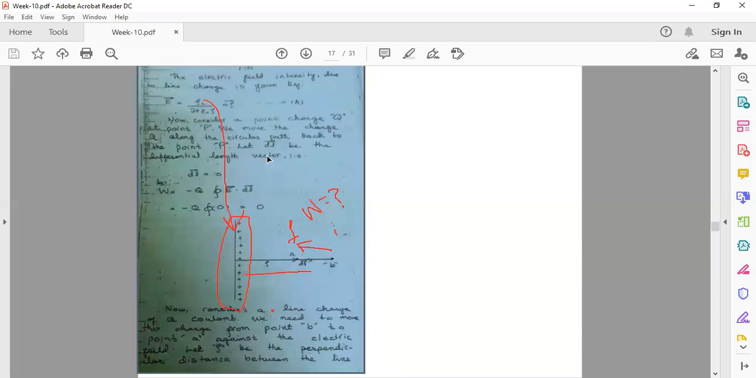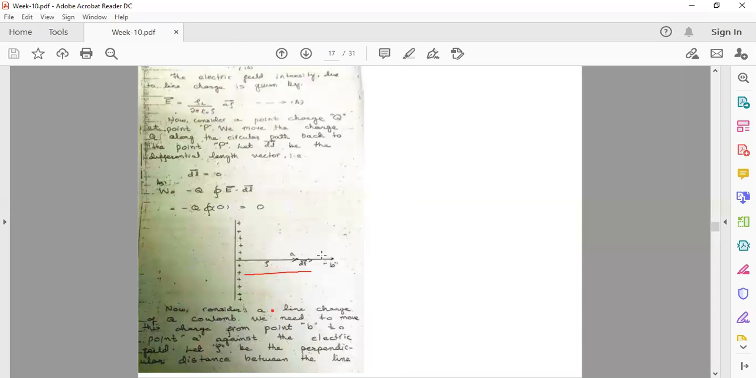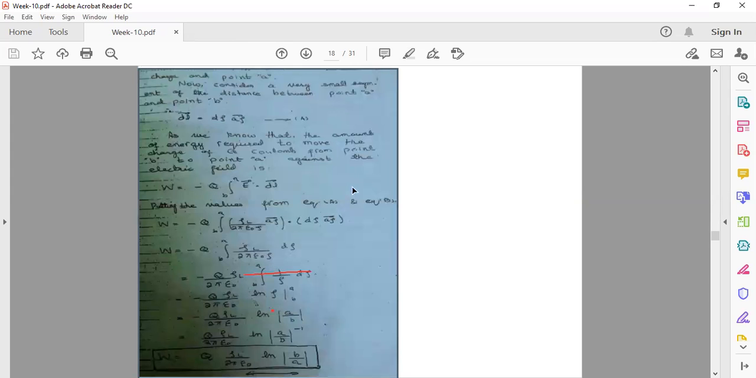W is equal to minus Q rho L over 2 pi epsilon naught rho. The minus indicates work is done against the electric field, dot the distance traveled in the direction of rho. Look, the distance has been traveled along this, along a rho. So the dot product of a rho with a rho, we will get this.